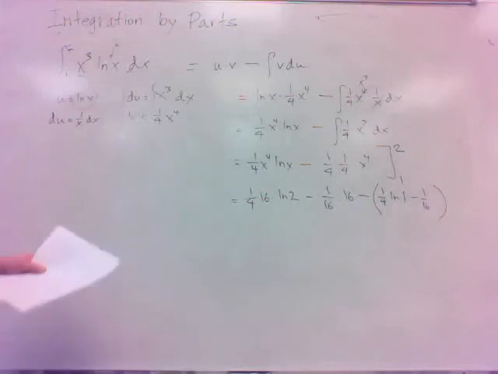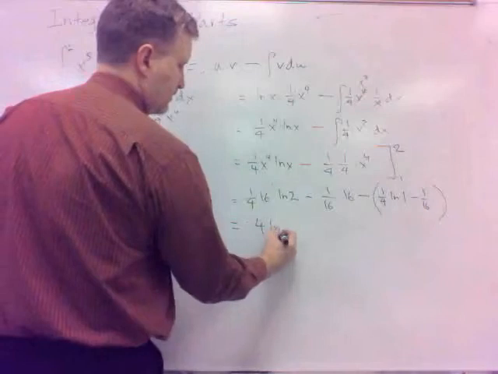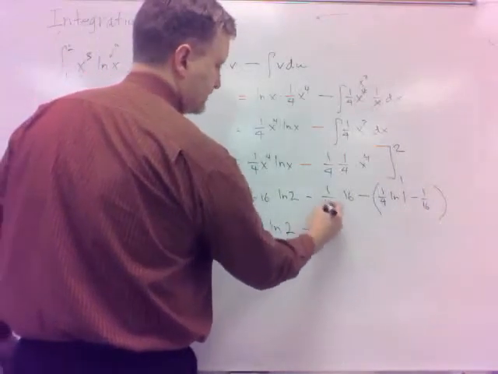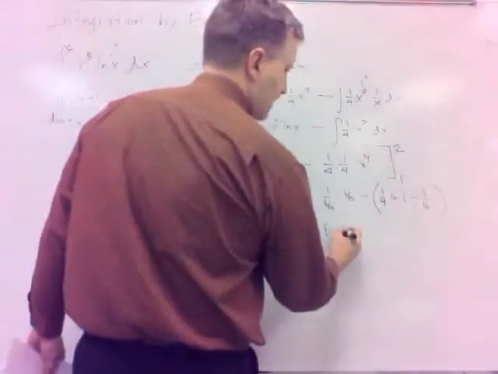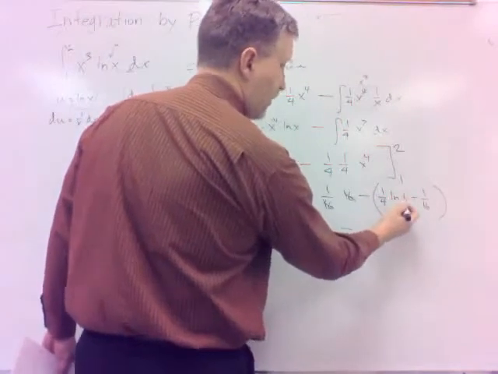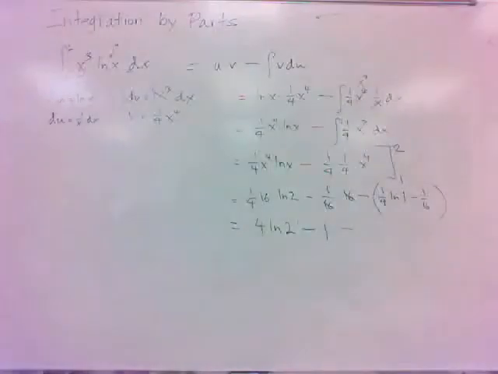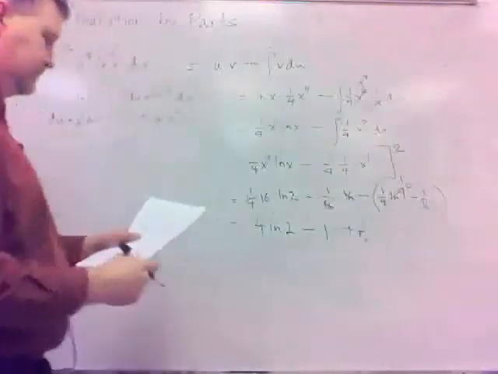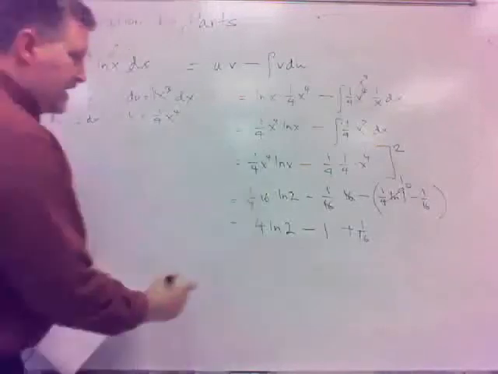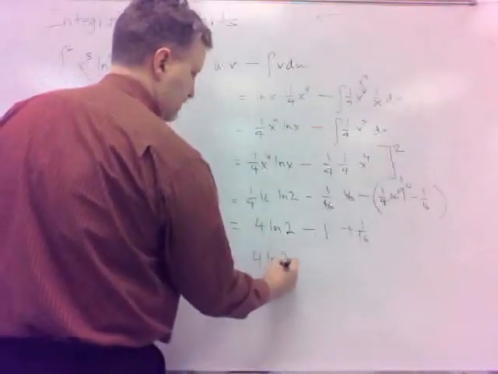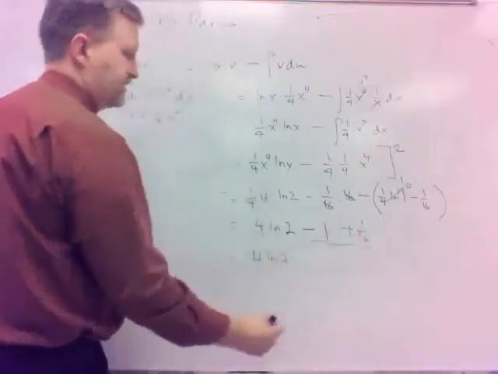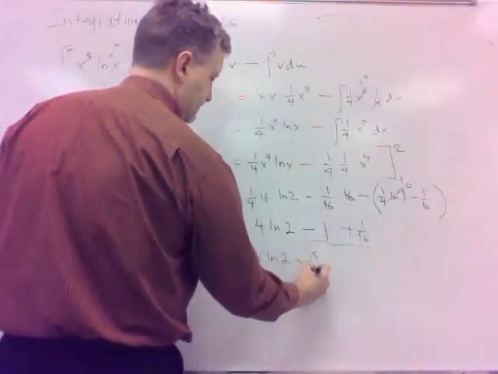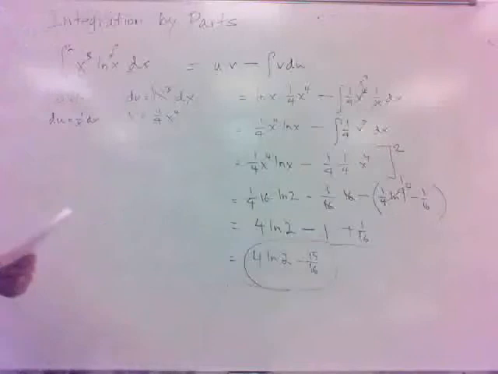Clean that up a little bit. This is 4 ln of 2. That's just 1, right? 16's cancel. Minus, well, let's just, oh, ln of 1. What's the ln of 1? 0. So that's just plus 1/16. And so 4 ln of 2 minus 1 plus a 16th, that's minus 15/16. There you go.